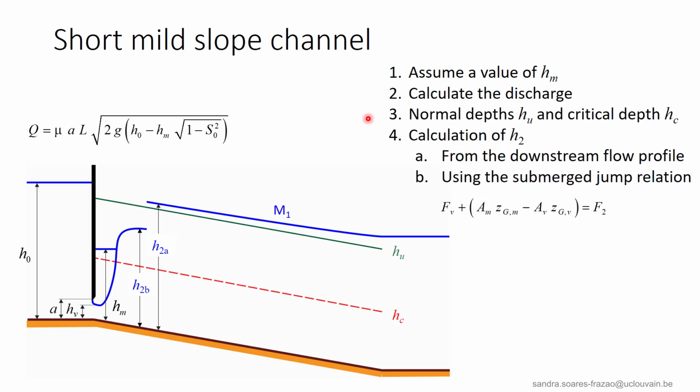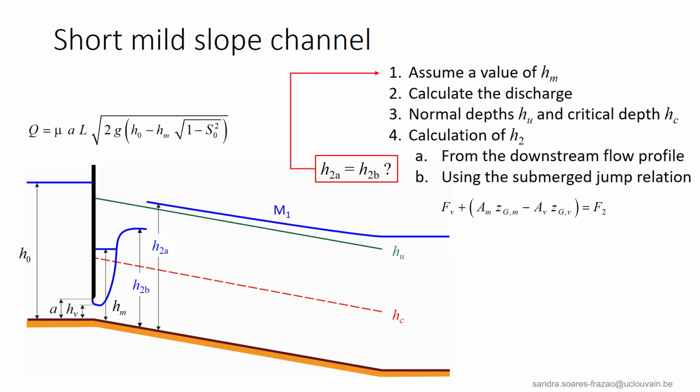We can then calculate H2 in two different ways. First, from the downstream flow profile, starting from the downstream water level. In the case illustrated here, it will be an M1 profile as the downstream level is above HU. This is the water depth H2A here. We can also calculate H2 using the submerged jump equation recalled here, and we obtain a second estimate of the H2 depth, that is H2B here.